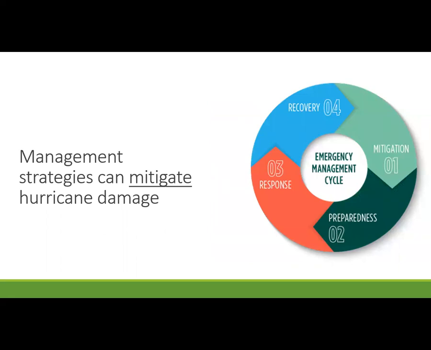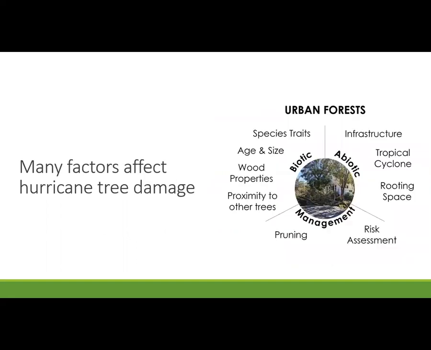The good news is that we do have management strategies that can mitigate or reduce the likelihood of hurricane wind damage to urban trees. Many different factors influence the likelihood that a hurricane will severely damage an urban tree. These factors include the tree species, the size of the tree, soil conditions, its management history, tree condition, the severity of the storm, among others.